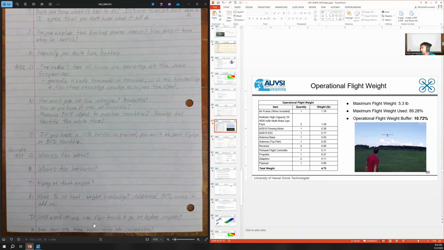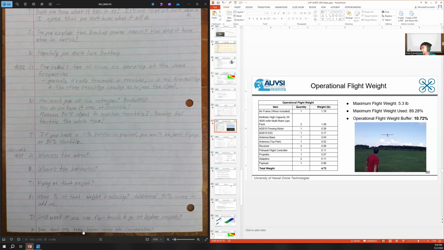Still need to check if we can fly, touch and go, at higher weights. We had a comment: if you weigh the drone down a little bit beyond the typical payload capacity, try to take off and see if you can. If you cannot, then just try to land, take off some weight, and try the same thing again. Then see if the manufacturer is just being conservative on your maximum payload capacity. Therefore you might not actually have a 10.72 buffer. It could be more. We don't know.